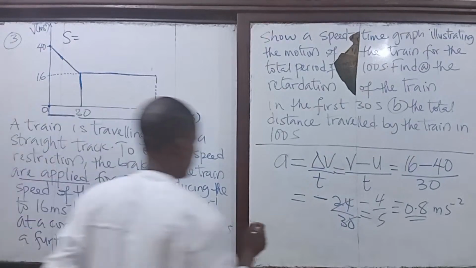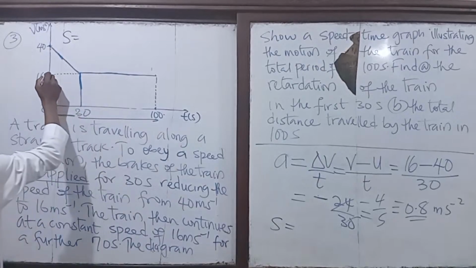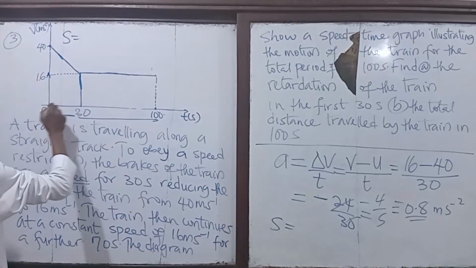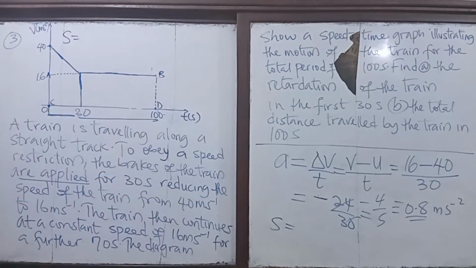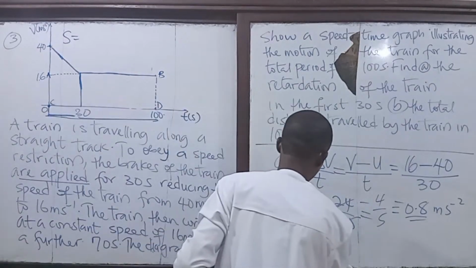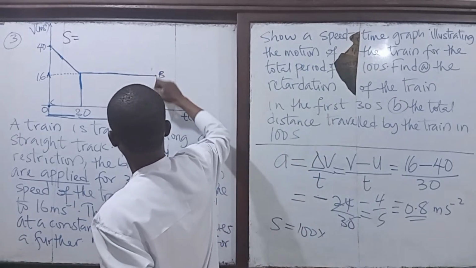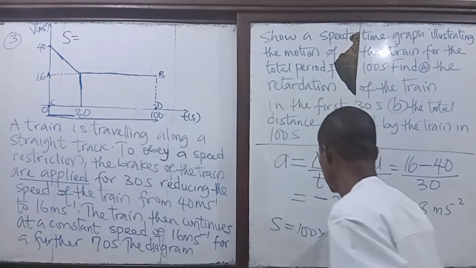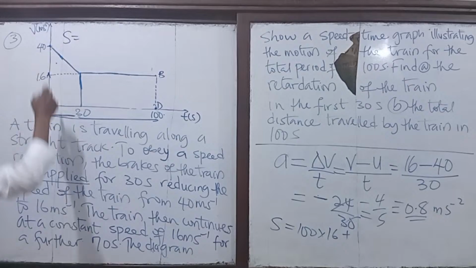The distance will be equal to, if you label this one, let me call this one A, B, C, D. That's the rectangle, and that will be equal to what? From here, that's the length, which is 100, times the width from here to here, BD, that's 16. Then plus this place is a triangle, which will be equal to what?